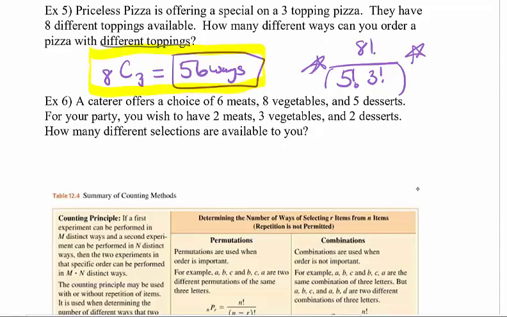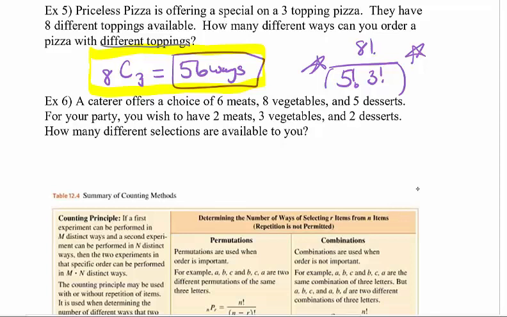So last one for this specific video. We're going to do number 6, and again, pause it. This one is a different one, though, so you may want to listen to this one. Just go with me, and then you can do some of the ones that are like this later on. So a caterer offers a choice of 6 meats, 8 vegetables, and 5 desserts. For your party, you wish to have 2 meats, 3 vegetables, and 2 desserts. How many different selections are available?